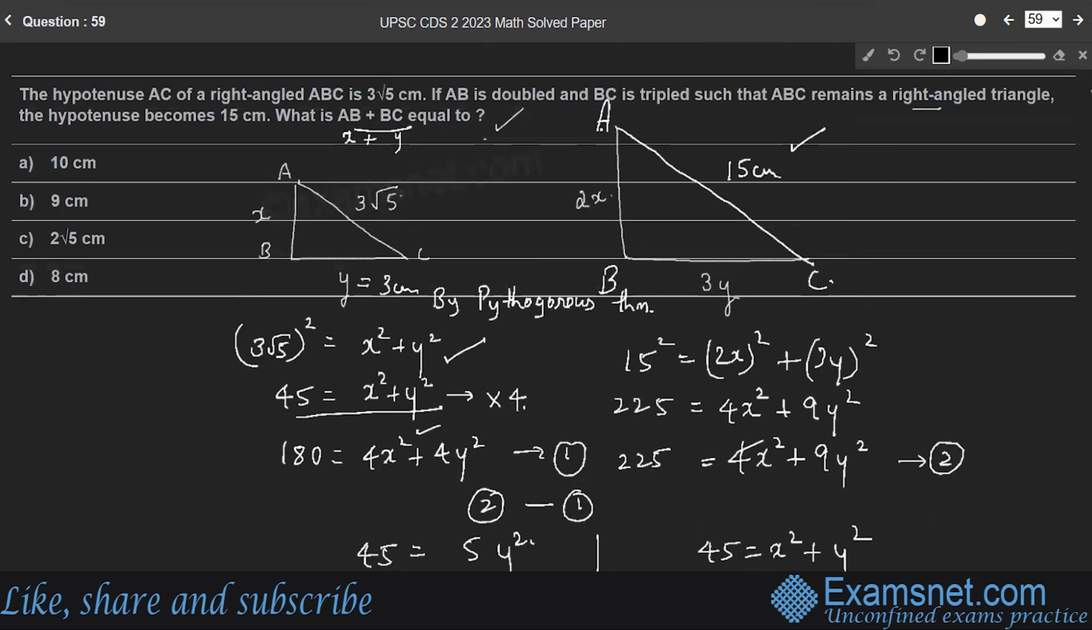The x value is always positive, as measurable quantities are all positive quantities. Therefore x is 6 centimeter. Here we need AB plus BC, the original x and y. So x is 6, y is 3. Therefore AB plus BC is 6 plus 3, which is 9 centimeter. Option B.